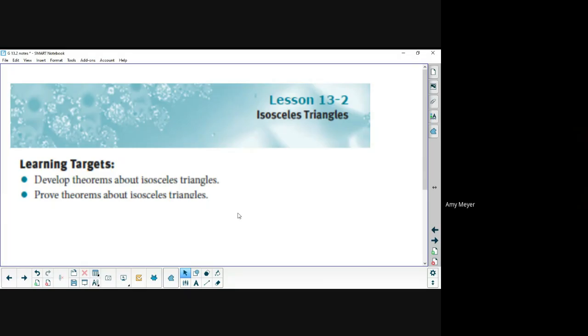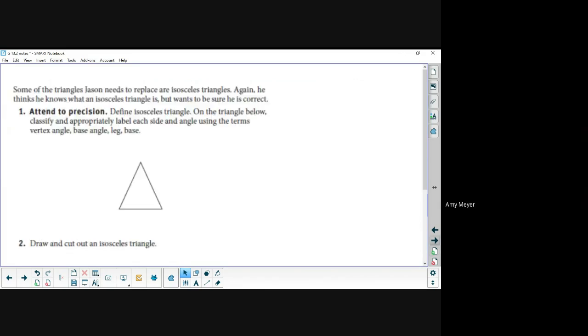Right, we're on page 186. You'll see under number 1, there's a triangle there on 186. We're going to do some vocabulary.